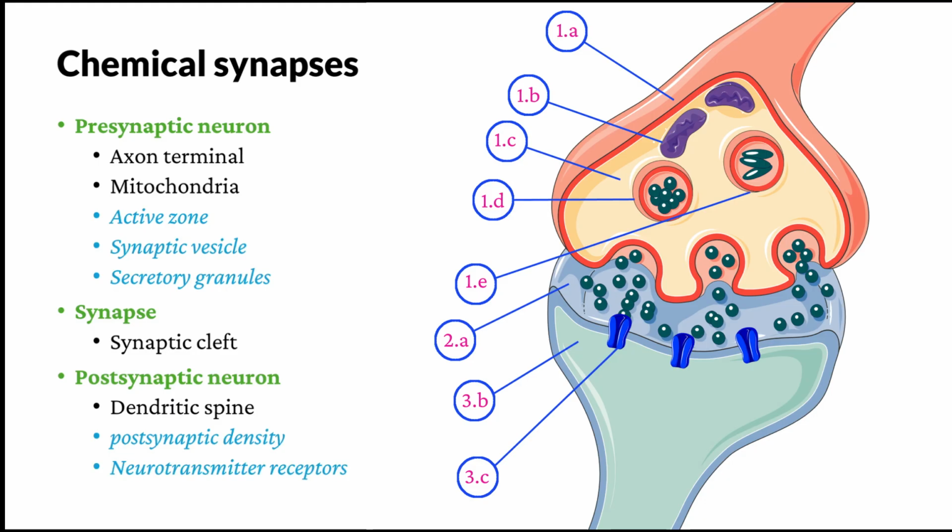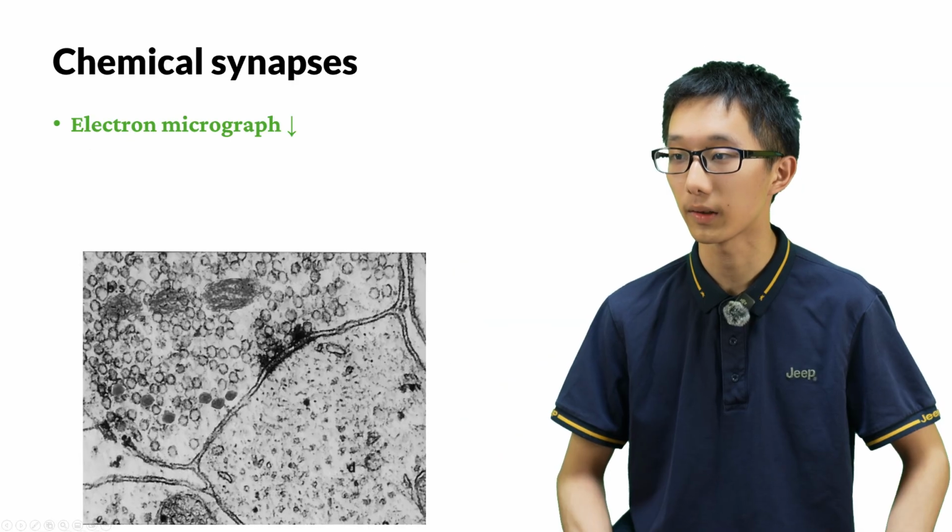And finally, we have receptors. These are transmembrane proteins. On one side of the membrane, they can bind to the neurotransmitters. On the other side, it may interact with other proteins, or it may simply be an ion channel that opens upon neurotransmitter binding. This is an electron micrograph of a synapse.